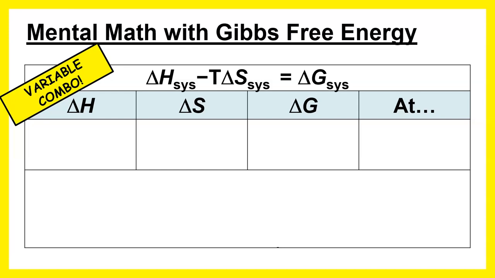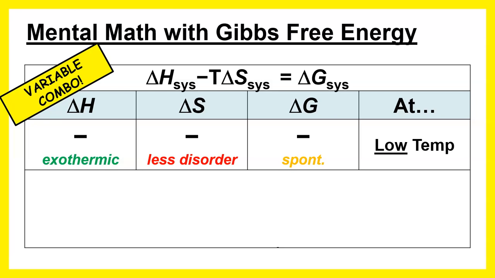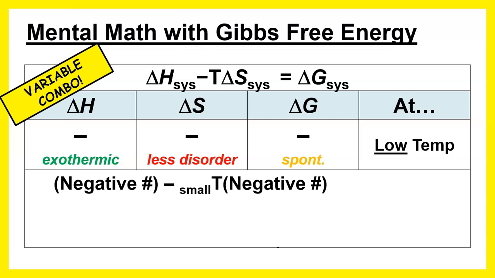Let's look at our other variable combo. This time, let's say it's exothermic, so we have a good situation for our enthalpy, but entropy is decreasing. There is a possibility for this to still end up spontaneous. But this time, the temperatures need to be sufficiently low. If we have a negative number minus a negative number, we need this to turn out negative still. So you have a negative minus a negative, so that's actually negative and a positive.